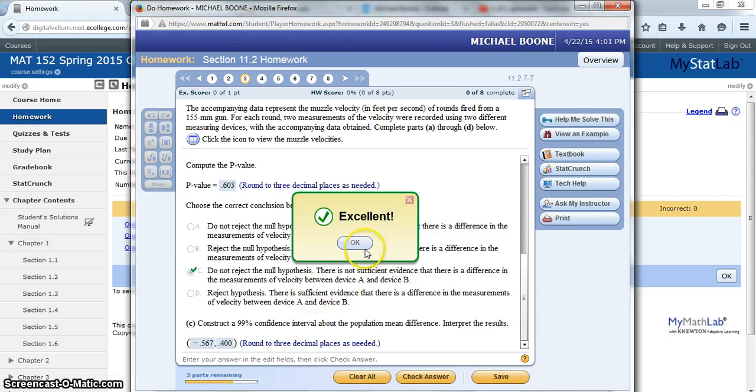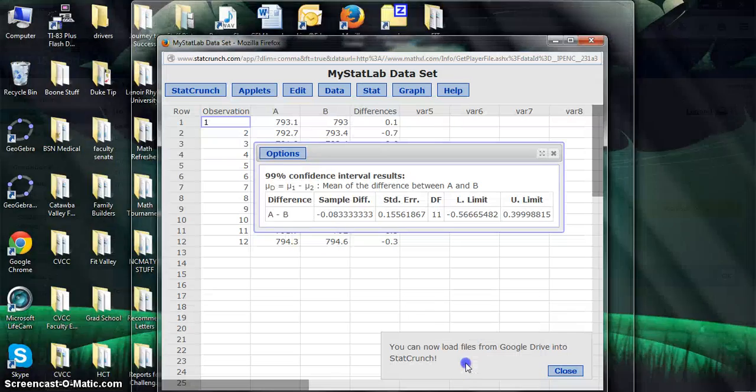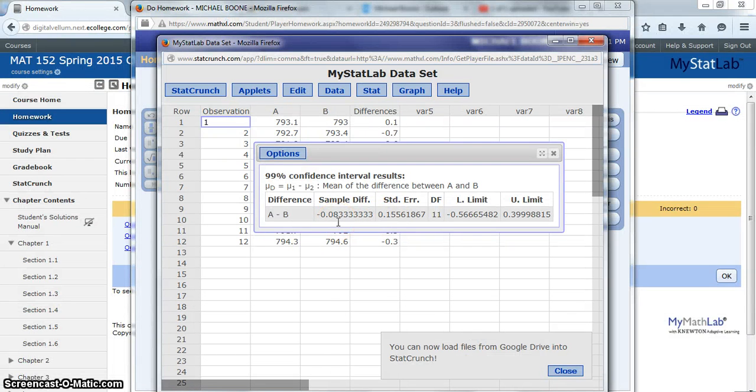So that's correct. And it's correct because 0 is in between here. If 0 is not in our confidence interval, then we can say that the mean difference is not equal to 0. But 0 is in between our confidence interval. This is negative 0.56 to 0.40. That's an acceptable range, right? When we did our statistics, we got a mean difference of negative 0.08. That's pretty close to 0.